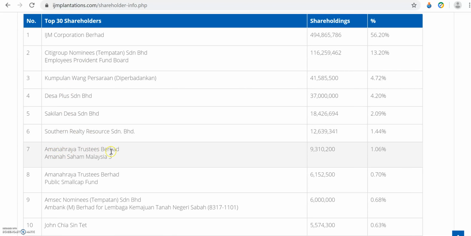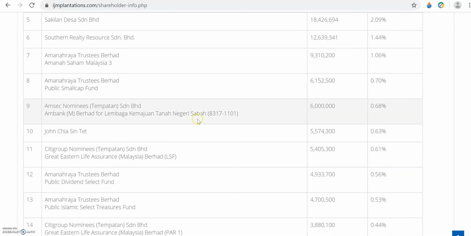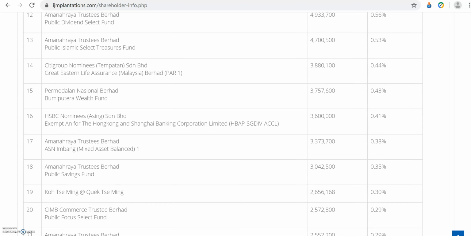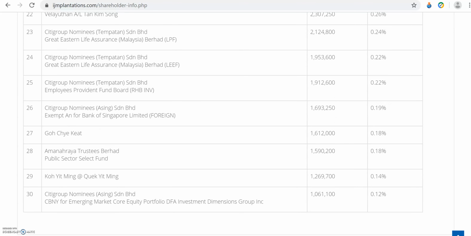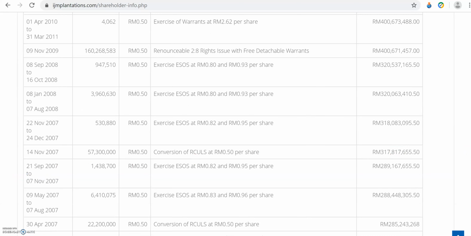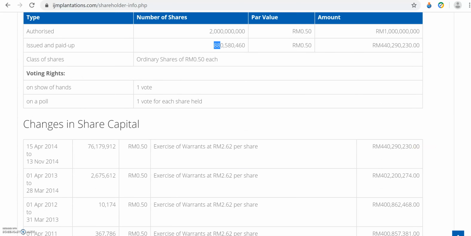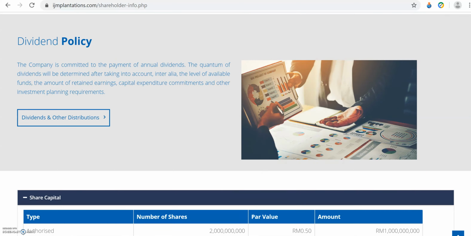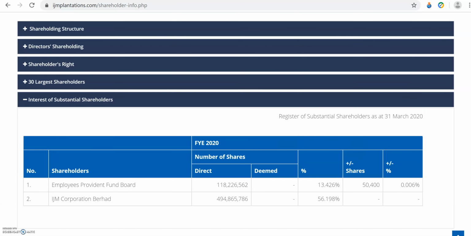And then we also have Amanah Raya Trustee Berhad. We have 2 types. One under Amanah Saham Malaysia, 3 Public Small Cap Fund. And then we also have Amanah Raya for Lembaga Kemajuan Tanah. So you can try to look at this and see for yourself who are the shareholders. And then the interest of substantial shareholders. So these are their interests, those very big interests. So these are quite a big number of shareholders.